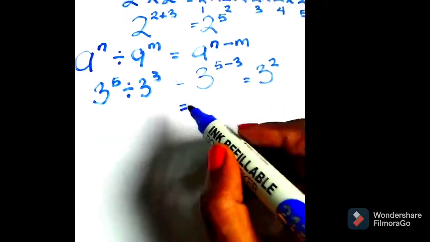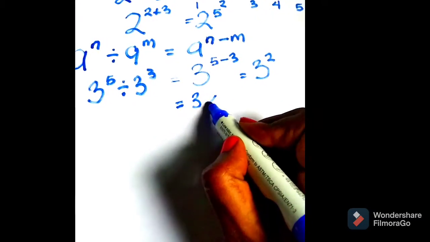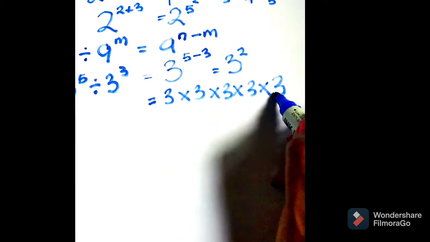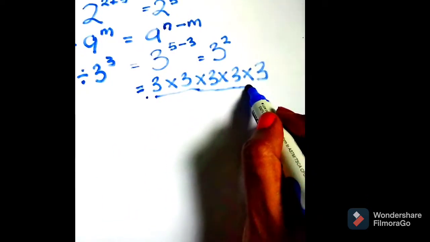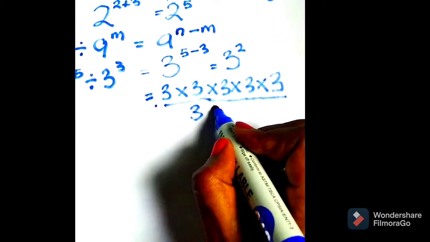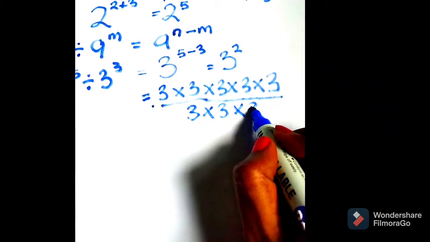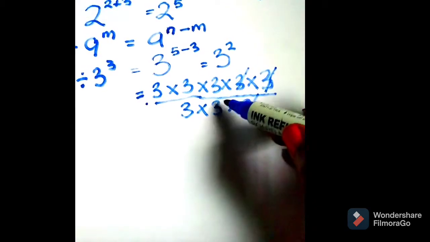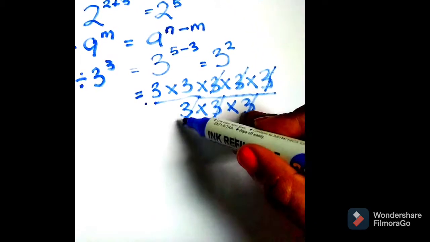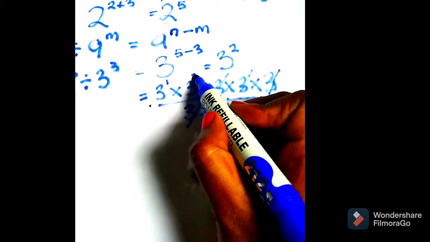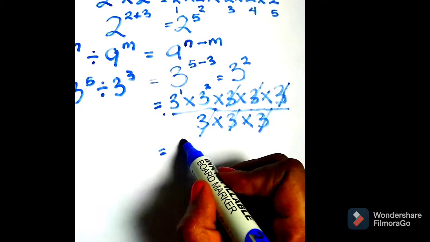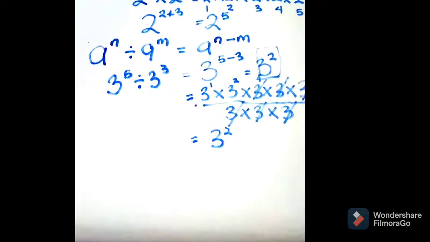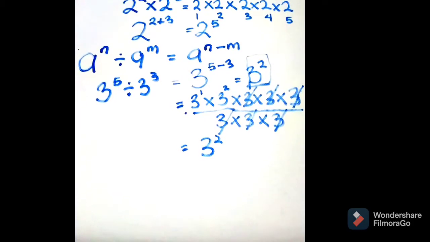Now let's prove it. 3 raised to power 5 is 3 times 3 times 3 times 3 times 3, all over 3 times 3 times 3. If we cancel out, 3 cancels 3, 3 cancels 3, 3 cancels 3, leaving us with 1 and 2. So our answer is 3 raised to power 2, just as we established at the beginning. That's the rule. These are the 3 basic rules of indices.